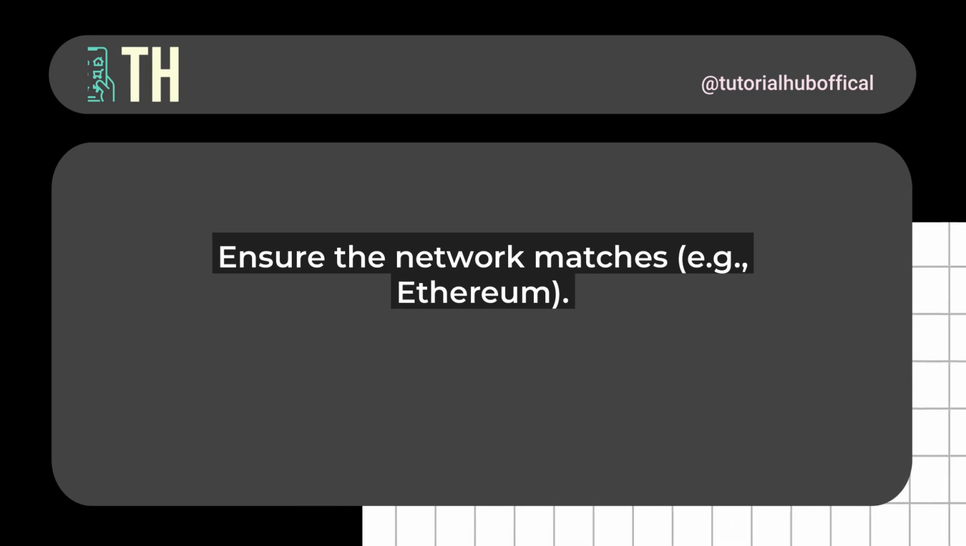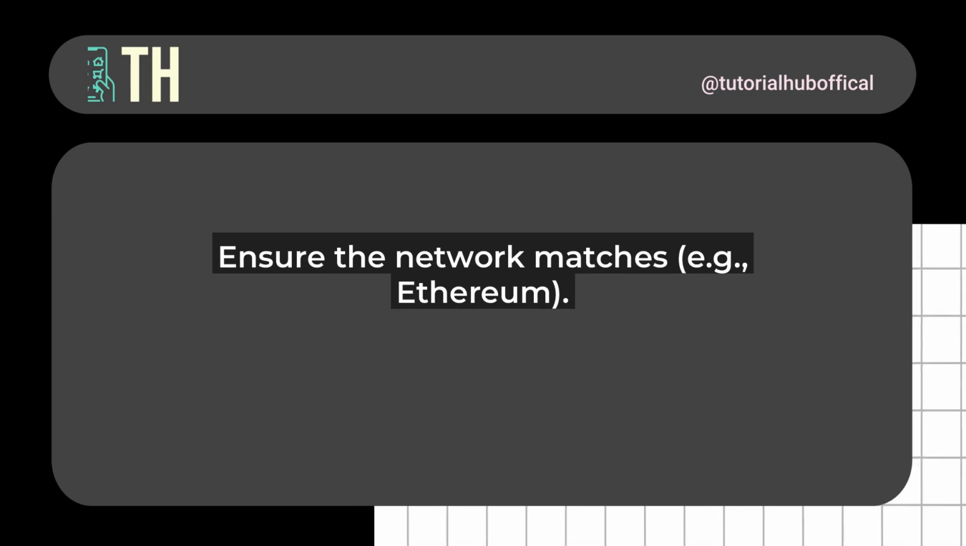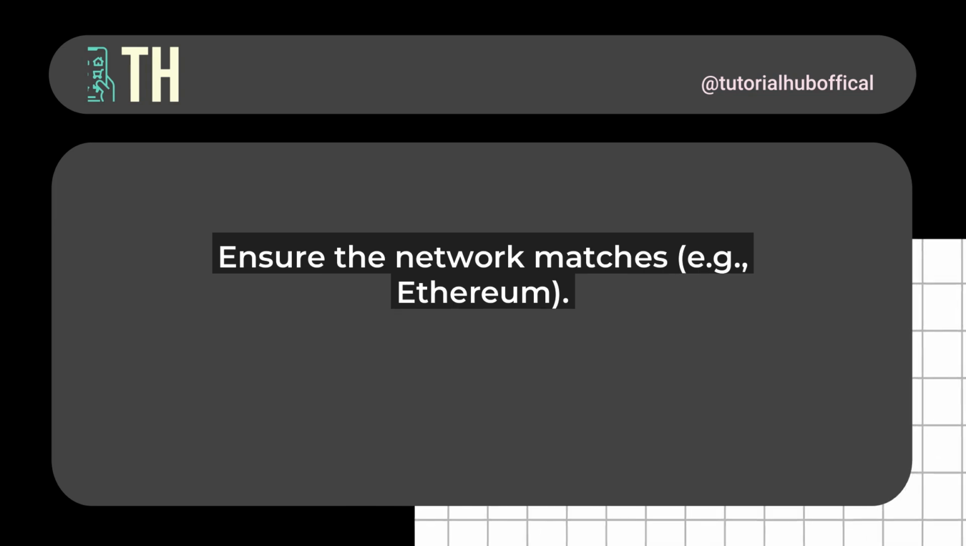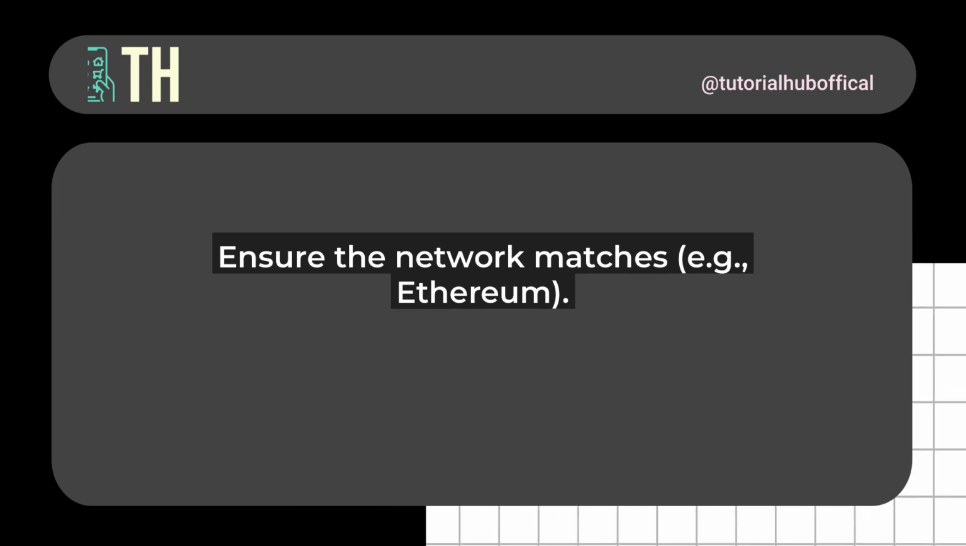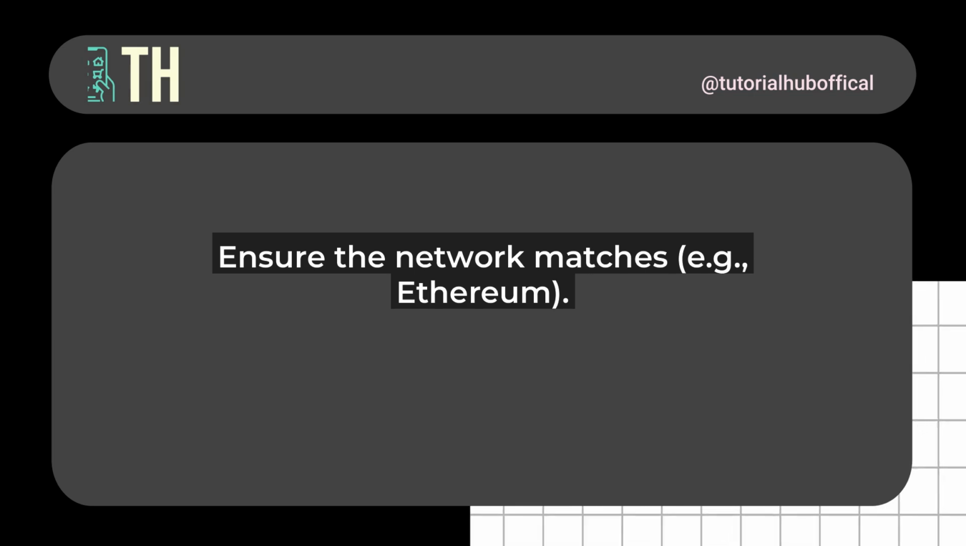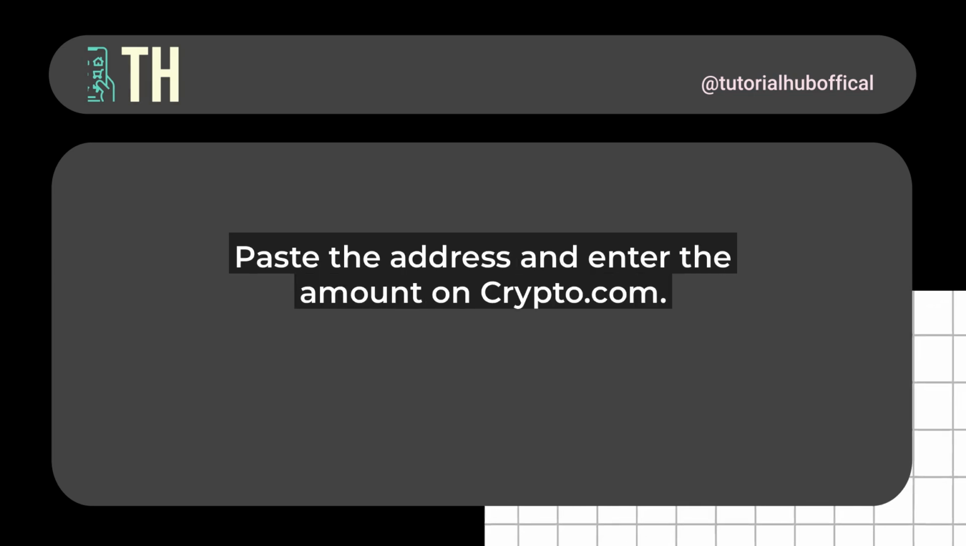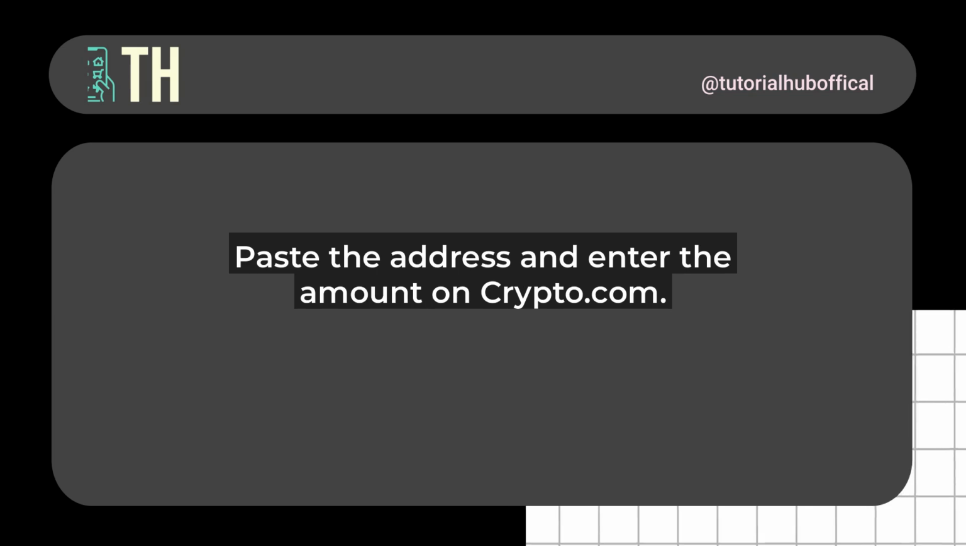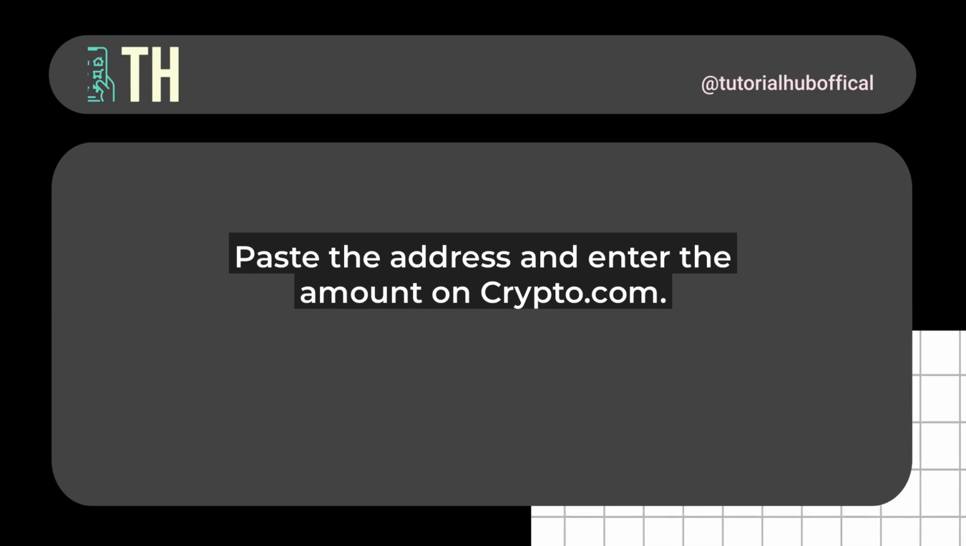Now, switch to your Robinhood app. Go to your crypto wallet, find the specific asset, and copy the wallet address. Pro tip: double check that the network matches. For instance, use the Ethereum network for ERC20 tokens to avoid any hiccups.